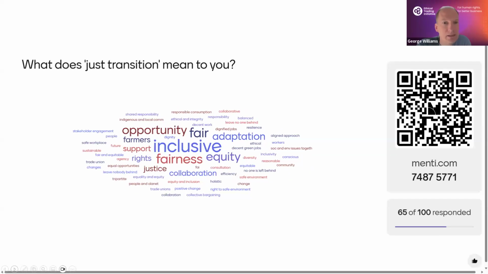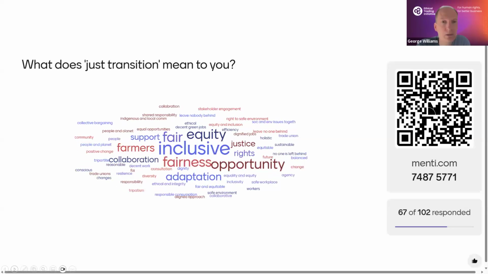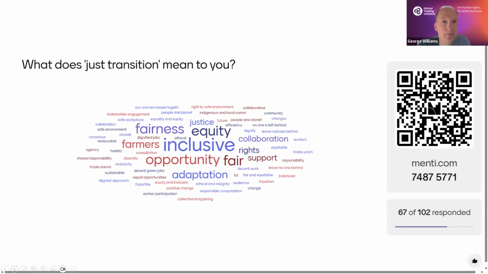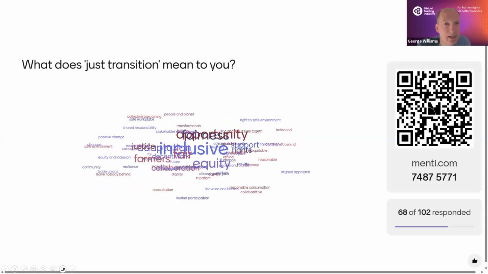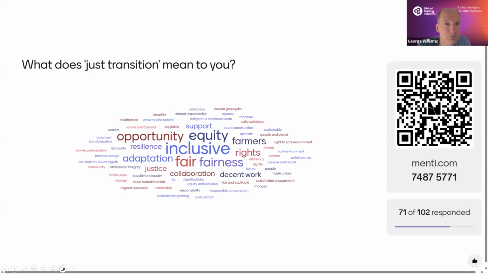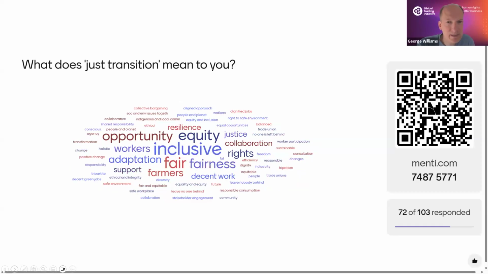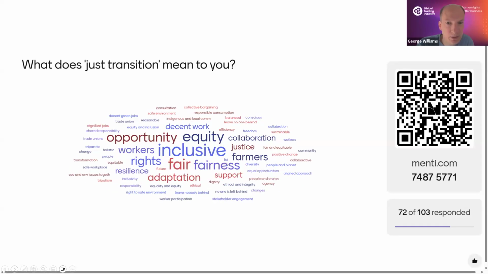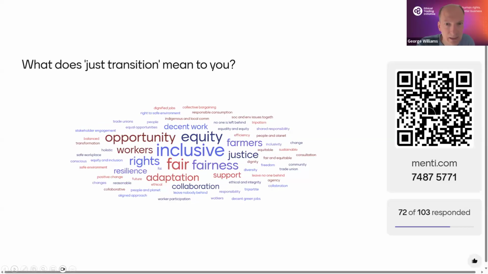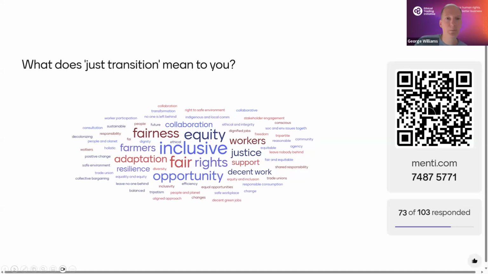The way that Menti does these things, I believe, is to make words that have been used more than once appear slightly larger. So those larger words in the middle are the ones that seem to be getting a lot of traction. Adaptation and farmers is in there too. This is great, and I can see rights in there. So a lot of the kind of words that we use quite regularly at ETI. I can see collective bargaining appearing for a moment there, stakeholder engagement. This is great. Please do keep filling that in.